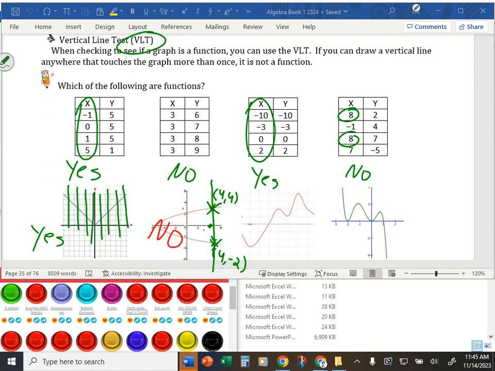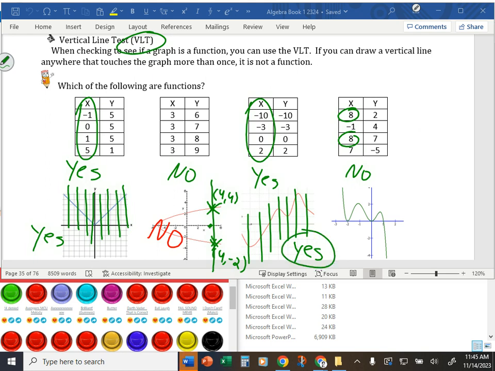This one here, even though it's windy, curvy, topsy-turvy, is there any place where a vertical line will touch the graph in more than one spot? No, no, no, no, no, no, no. Right? Which means x does not repeat, which means that it is a function.